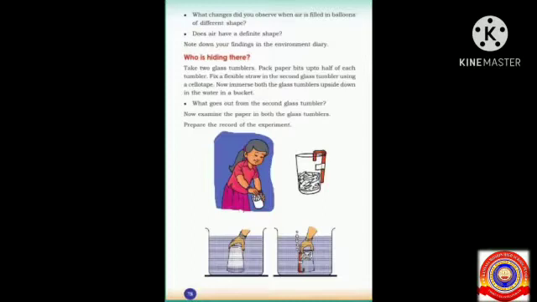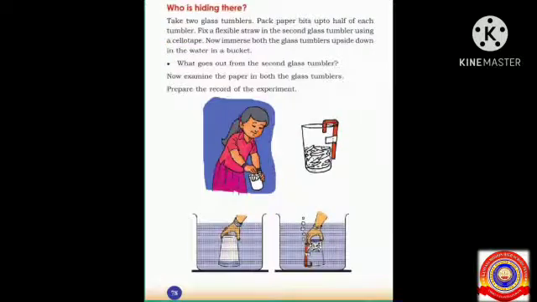An experiment is given in your textbook on page number 78. The things needed for doing this experiment are 2 glass tumblers, paper bits, a flexible straw, cello tape and a bucket. First, we have to take 2 glass tumblers and put some paper bits up to half of each tumbler. Then fix a flexible straw in the second glass tumbler using cello tape.